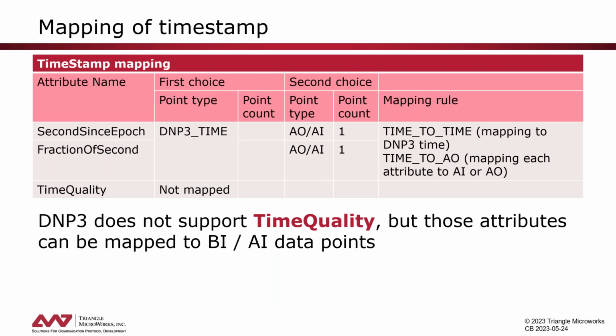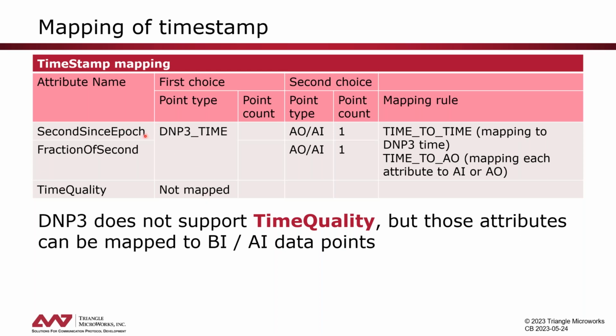Regarding the mapping of timestamps, besides the timestamp that we can map into the DNP3 timestamp, IEC 61850 also supports a time quality. The time quality is not directly supported by DNP3, but we can map the attributes that we have in the time quality onto binary input and analog input data points. There is also a mapping defined for how this can be done.